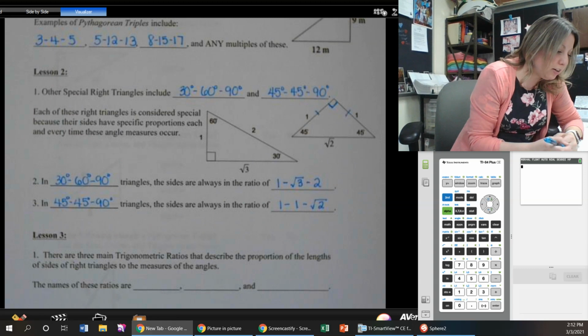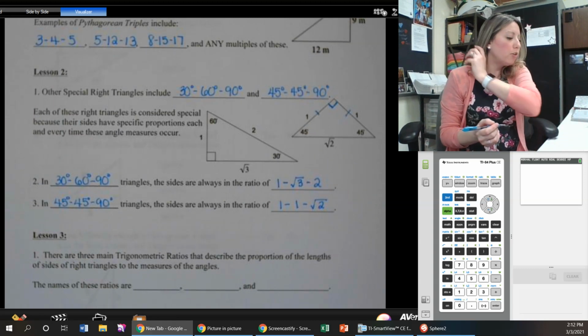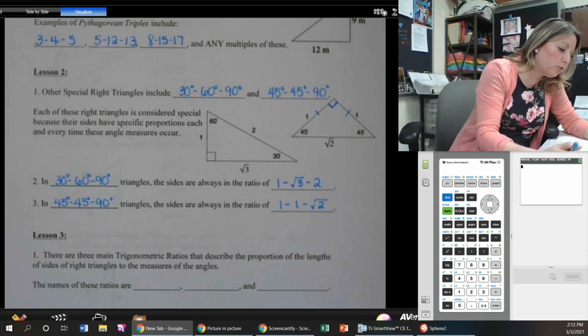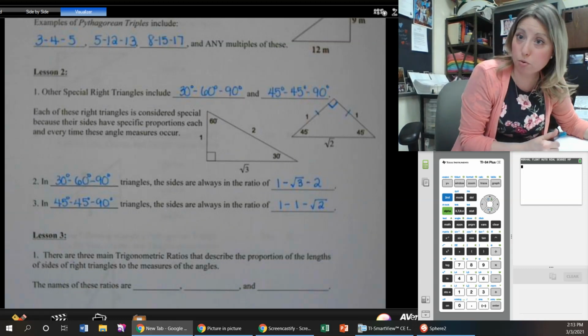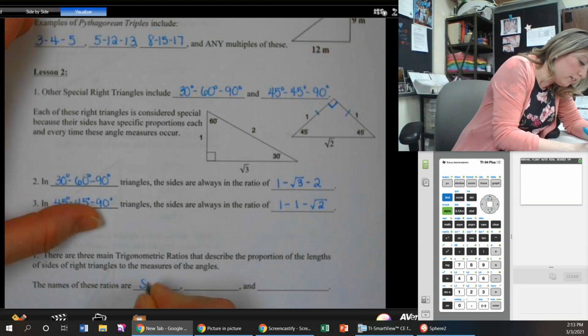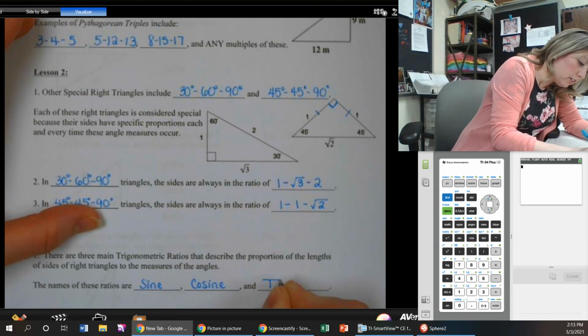There are 3 main trigonometric ratios that describe the proportion of the lengths of the sides of right triangles to the measure of the angles. This is true. They are sine, cosine, and tangent.